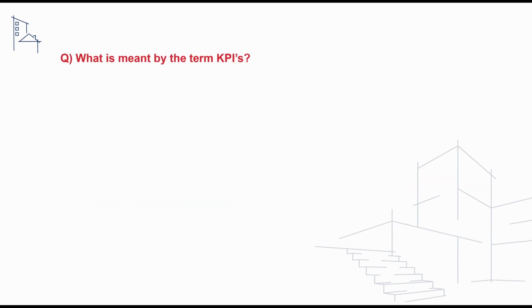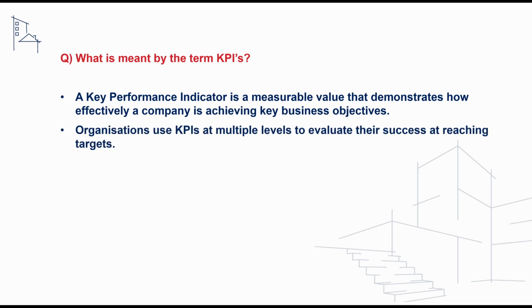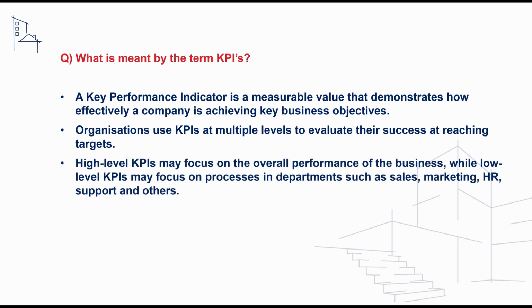The next question we'll take a look at is checking our understanding of the term KPIs. To address this, we can say that a key performance indicator is a measurable value that demonstrates how effectively a company is achieving key business objectives. Organisations use KPIs at multiple levels to evaluate the success at reaching targets, and high-level KPIs may focus on the overall performance of the business, while low-level KPIs may focus on processes in departments such as sales, marketing, and HR support.